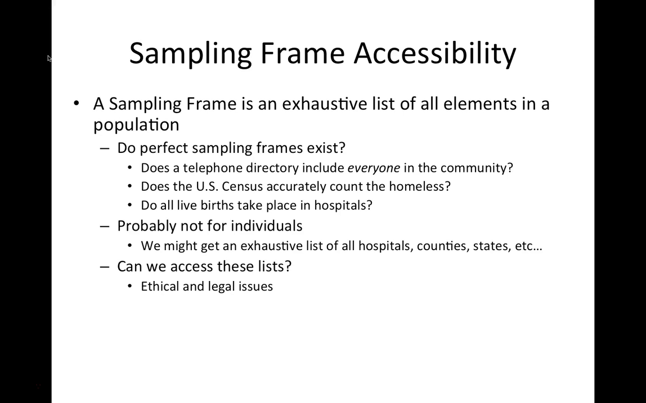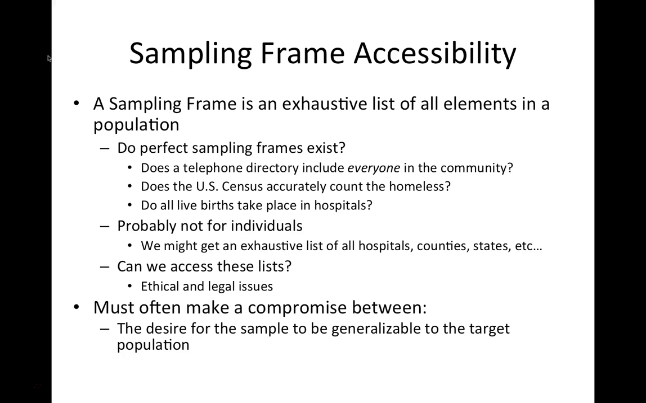We might get an exhaustive list of hospitals, counties, states, or these larger elements, but typically not for individuals. And even if those exist, like for example, a list of HIV positive men in New York City who are receiving services via publicly funded HIV service centers, we can't really get a hold of that kind of list. There are all sorts of HIPAA issues, so ethical and legal issues that would prevent us from actually getting our hands on that kind of a list. And so typically these sampling frames don't really exist for us.